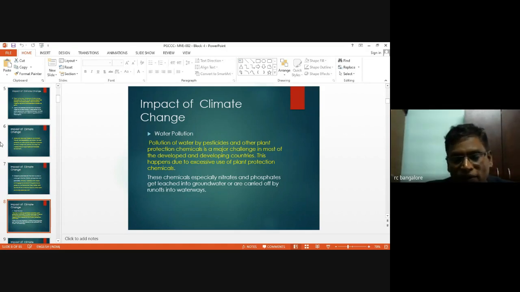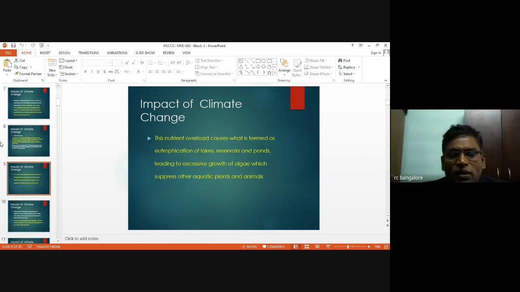These chemicals, especially what are those chemicals? Nitrates and phosphates get leached into the groundwater or carried off by runoff into waterways. So these chemicals, the fertilizer we are using, penetrate into the soil and reach the groundwater. Here, groundwater pollution also takes place because of this kind of activity. And these chemicals will not stay in one place, because during the rainy season or floods, these chemicals, fertilizers or pesticides are carried away by runoff to other places.